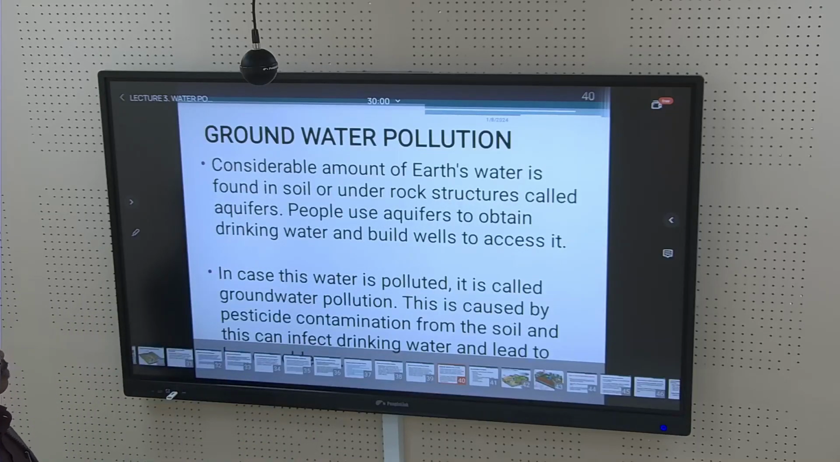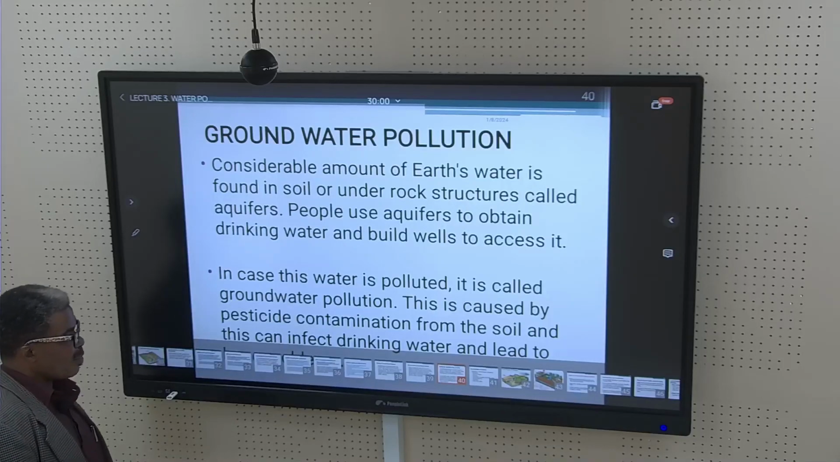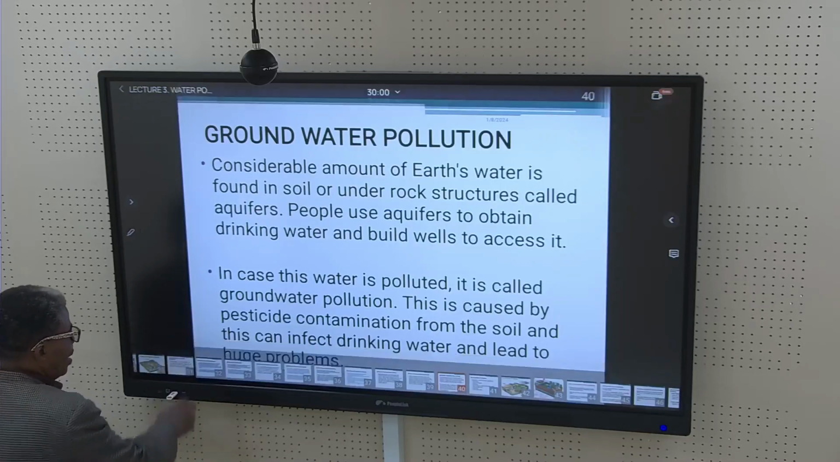Groundwater pollution. A considerable amount of Earth's water is found in soil or under rock structures called aquifers, where water is collected under the ground. People use aquifers to obtain drinking water and build wells to access it. In case this water is polluted, it is called groundwater pollution. This is caused by pesticide contamination from the soil, and this can affect drinking water and lead to huge problems.